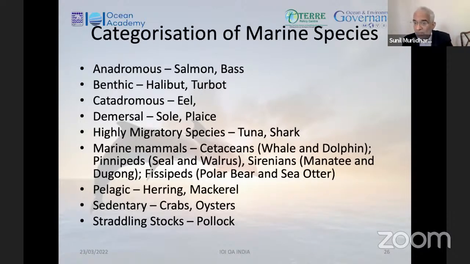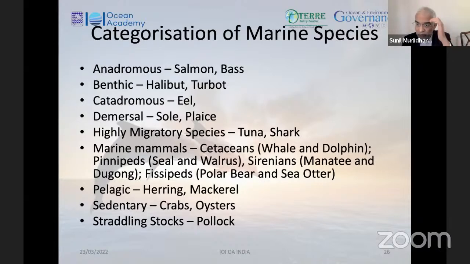Then opposite to anadromous, you have something called catadromous. I put this in alphabetical order, so it's a bit odd. But anyway, the opposite of the anadromous fish is the catadromous fish. Anadromous fish live in the sea and breed in fresh water. This one is the other way around: it lives in fresh water and breeds in the sea. So the eel, for example, is a classic example of a catadromous fish. Again, eel is a commercial fishery. Halibut and turbot, of course, are commercial fish.